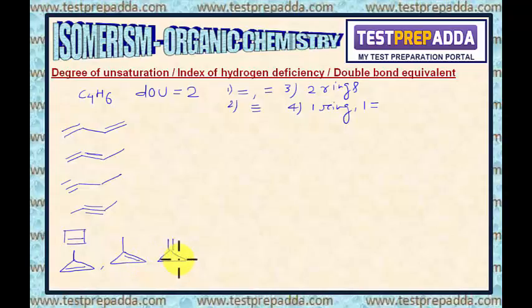Now we cannot make a ring of two carbons, so these are the only possibilities where there is one ring and one double bond. Now another case, two rings. Is it possible to make two rings with the help of four carbon atoms? We'll try.